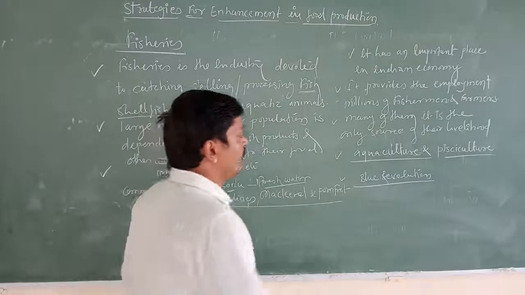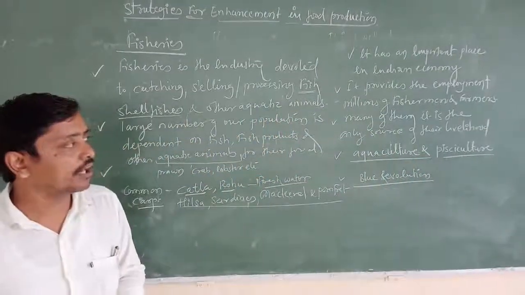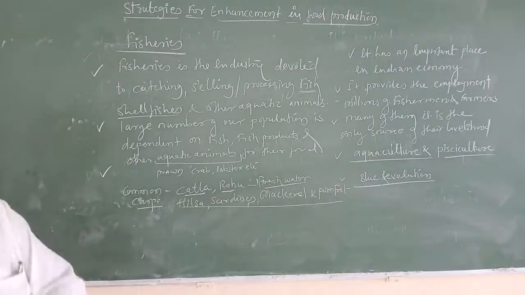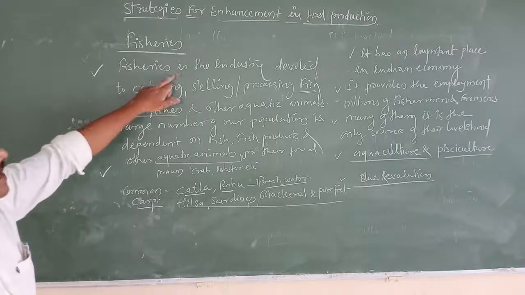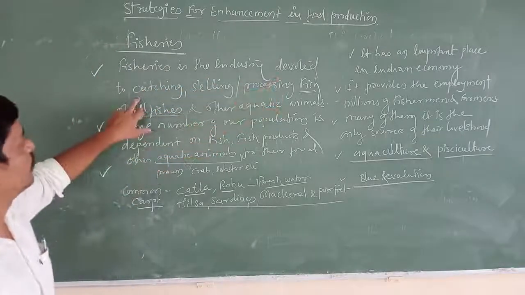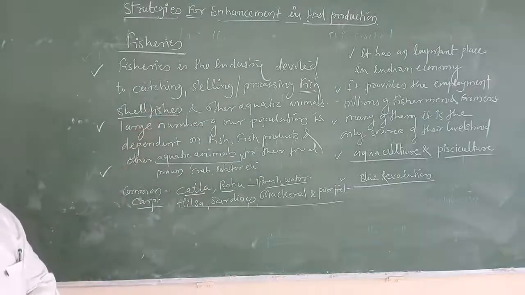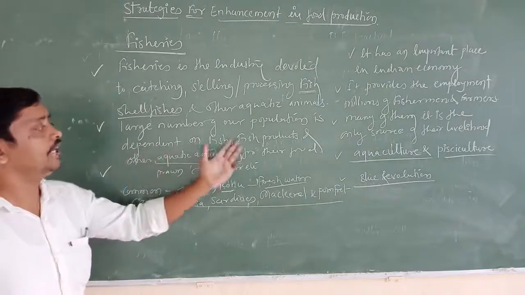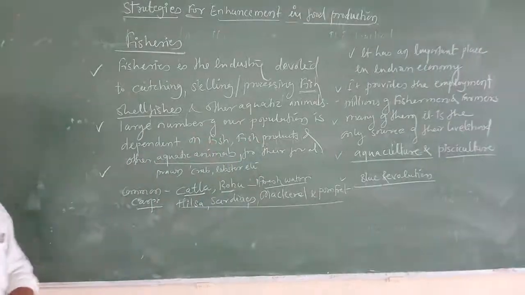Now, what is the homework for you? You are going to find out the difference between aquaculture and pisciculture. And this is about fisheries. Fisheries is the industry devoted to catching, selling and processing fish, shellfish and other aquatic animals. Next, a large number of our population depends upon fish products and other aquatic animals for their food.